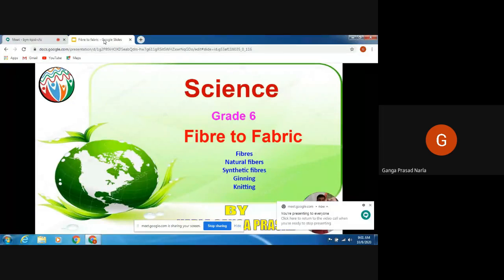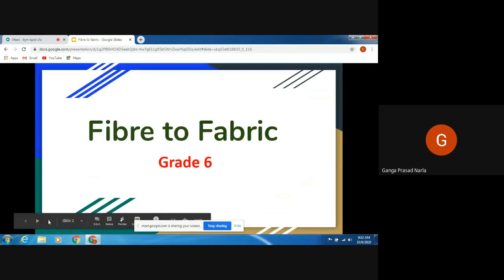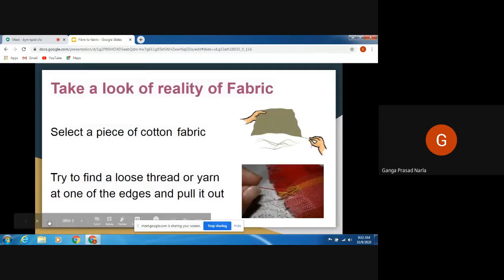Okay, children, today in our science class, the topic is fiber to fabric. In this lesson, we are going to learn about fibers, natural fibers, synthetic fibers, ginning, and knitting. First, we already discussed in the last class, right? What are fibers? We did this activity.